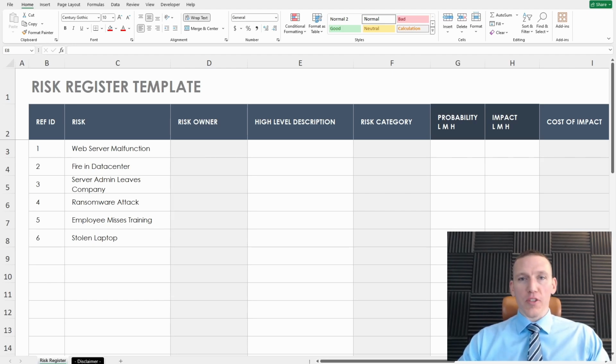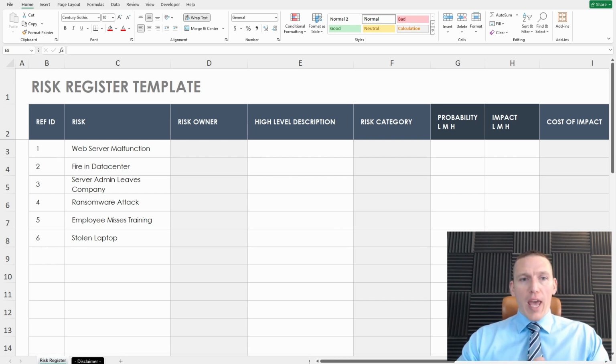Today we're going to be doing a risk register. A risk register is a list of potential risks to your organization, and it includes information about the probability of the risk, the impact, the potential cost, and what you can do, your response strategy, and how much that response strategy will cost, and how that could address the risk itself.